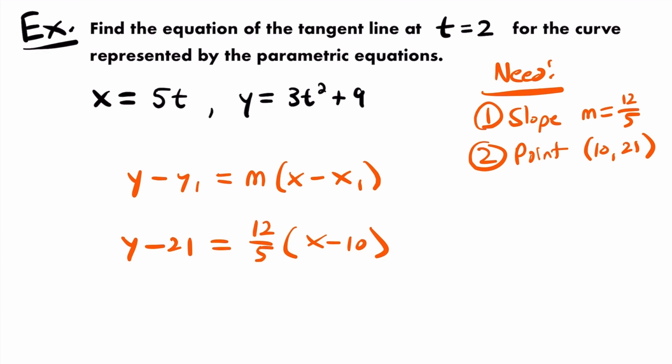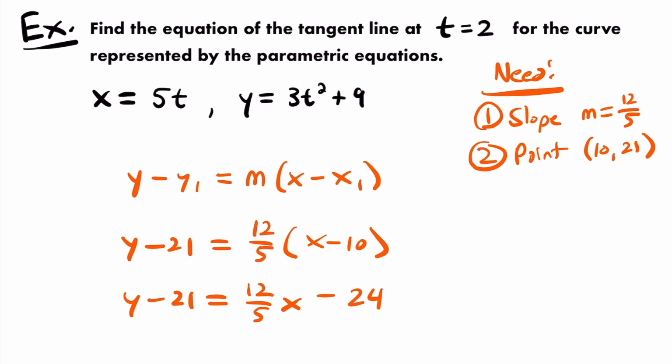Now if we simplify, let's distribute this slope through this quantity. 12/5 multiplied by x is 12/5 times x. So we'll have y minus 21 is equal to 12/5 times x. And then 12/5 times negative 10 will be negative 120/5. We multiply 12 by 10 to get negative 120, and then we're still dividing by that 5. Now 120 is divisible by 5. 120 divided by 5 is 24. And so we can rewrite this to be minus 24.